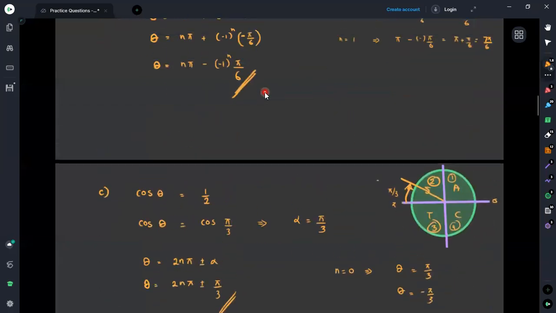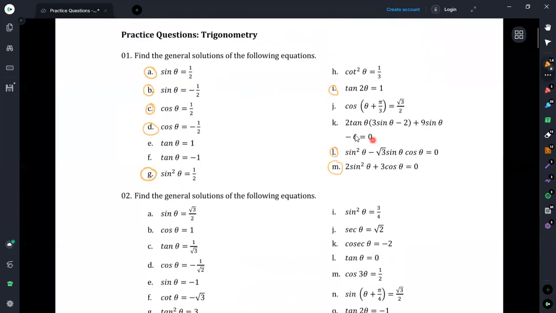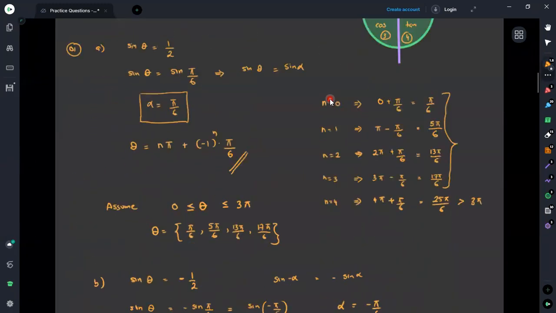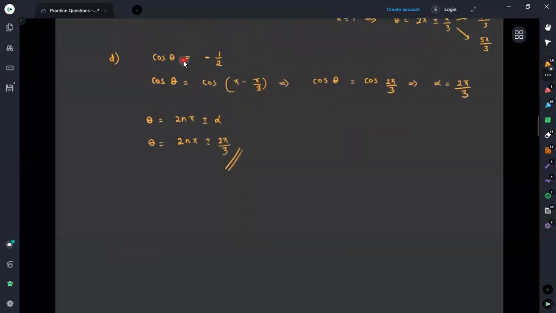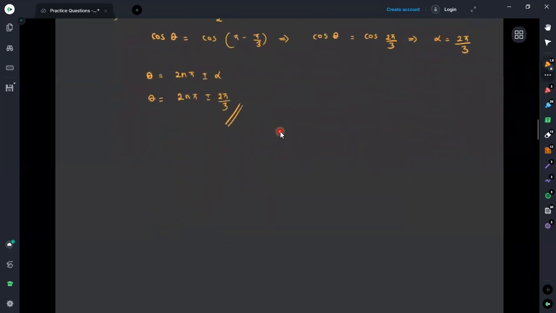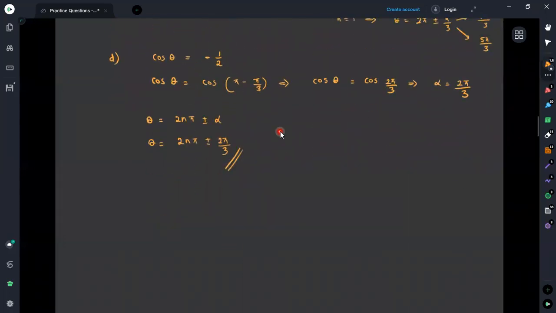And now I will move on to the discussion of this question. It is tan 2 theta equals 1. It is given as tan 2 theta is equal to 1. Now, it is quite different from the form that we have discussed so far. In part I, it is given as tan 2 theta equals 1.